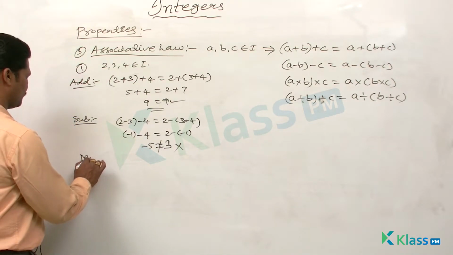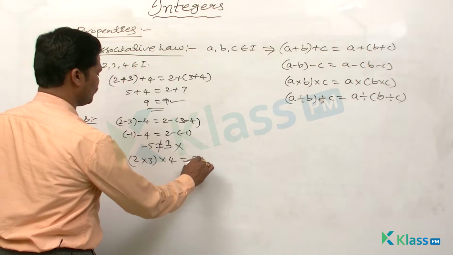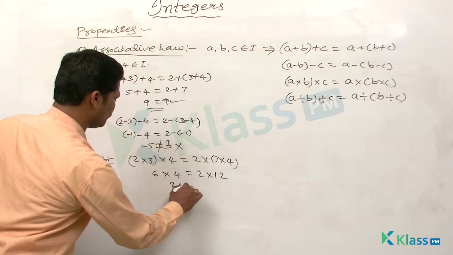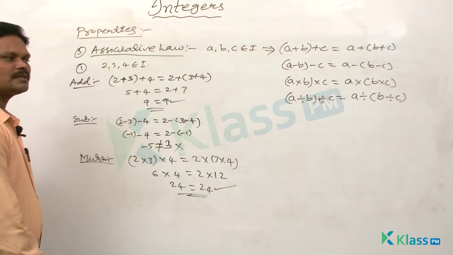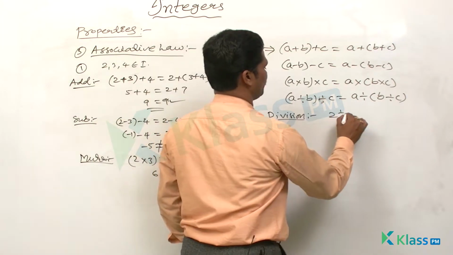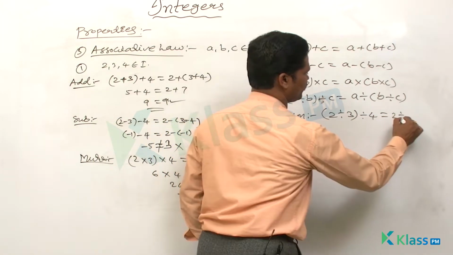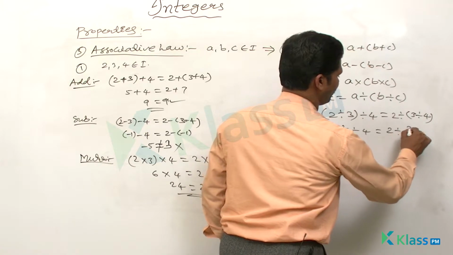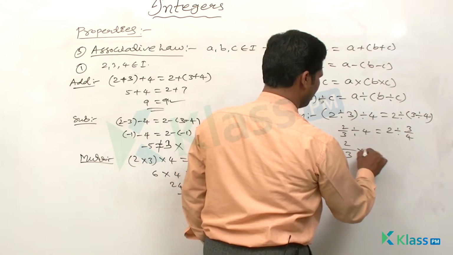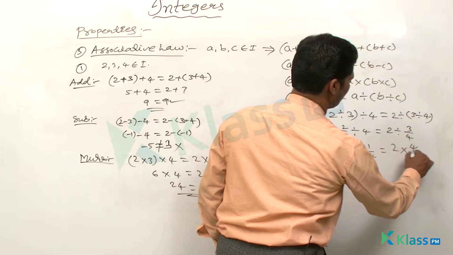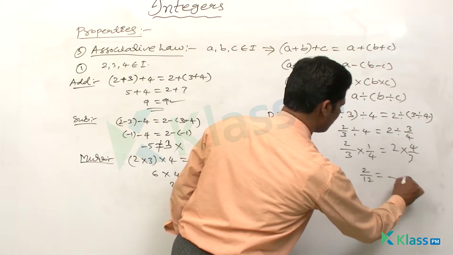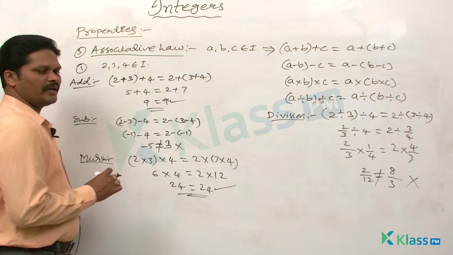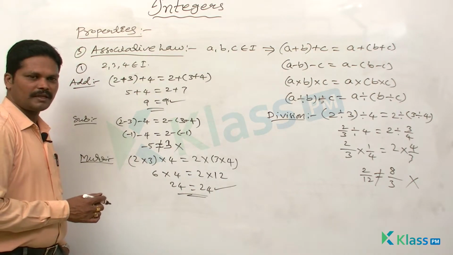Coming to multiplication. 2 into 3 into 4 is equal to 2 into 3 into 4. 2 3s are 6 into 4, and 2 into 12. Here 24 is equal to 24, so the associative law is satisfied. And coming to division. 2 divided by 3 divided by 4 is equal to 2 divided by 3 divided by 4. And 2 by 3 divided by 4 is equal to 2 divided by 3 by 4. Then we have 2 by 3 into 1 by 4 is equal to 2 into 4 by 3. Then we have 2 by 12 is equal to 8 by 3. Both are not equal. So division is not satisfied. So here we have applied the associative property in the integers.